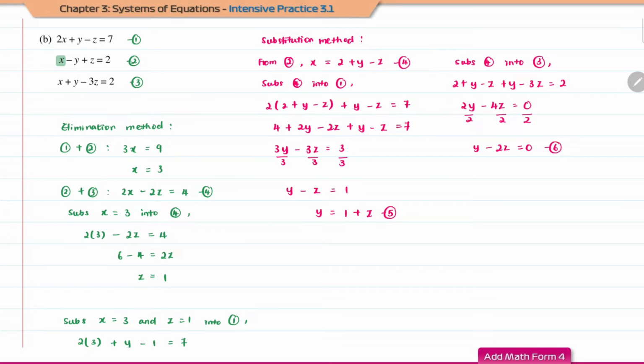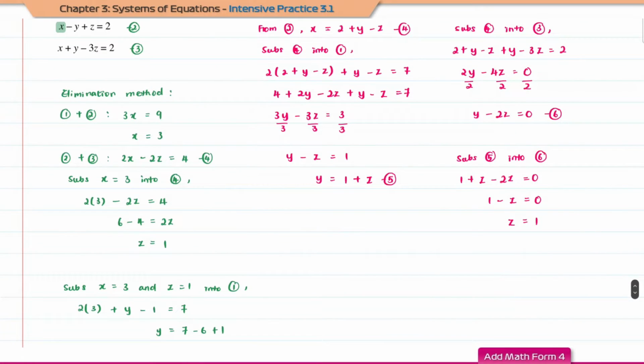And this will be the equation number 6. So next, I'm going to substitute 5 into 6. So the y will become 1 plus z minus 2z equal to 0. So z minus 2z, you're going to have negative z. So I'm going to move this negative z to the other side. So z will be equal to 1.